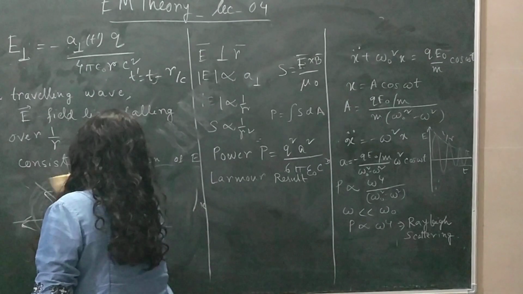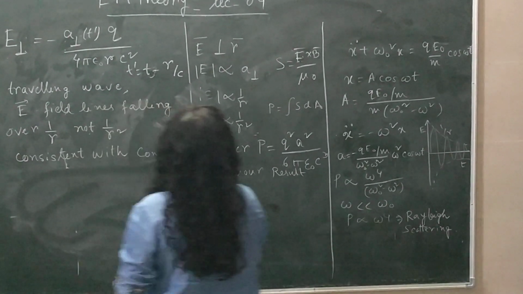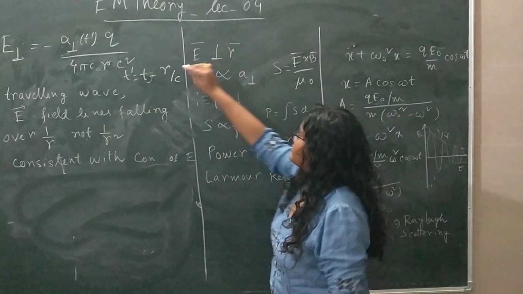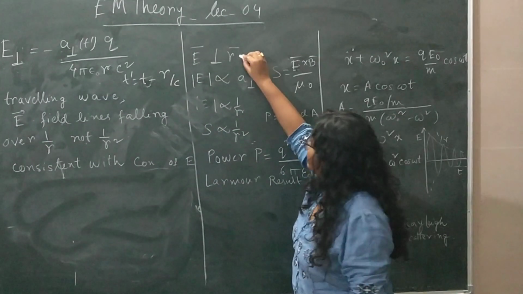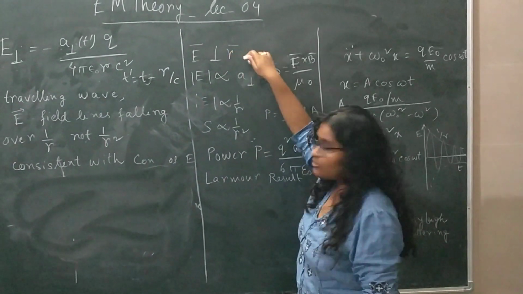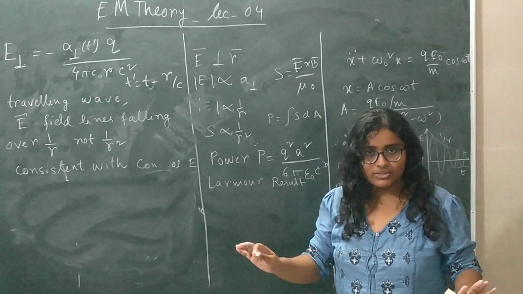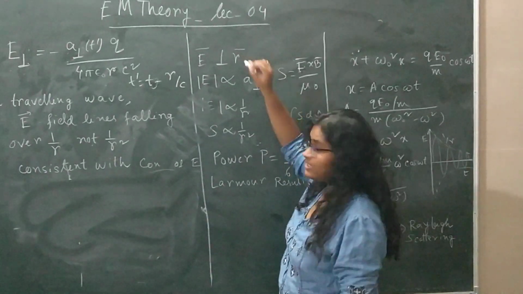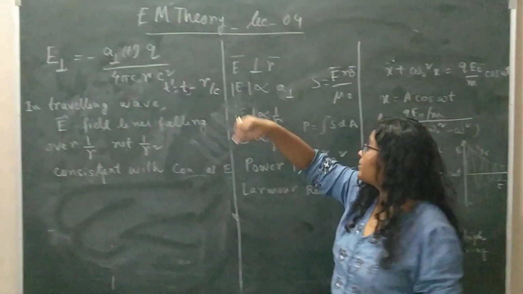Okay, so going back, from this we get that the electric field is perpendicular to r, which is fully consistent with the Maxwell equation, where r is the direction of propagation of the wave.